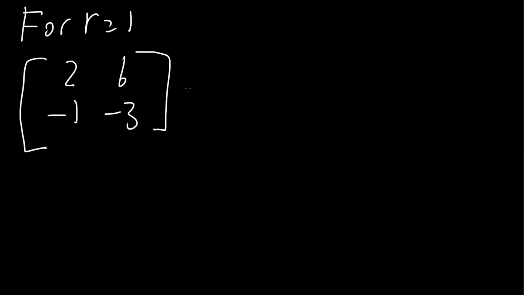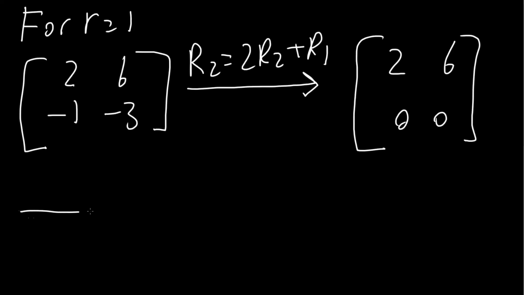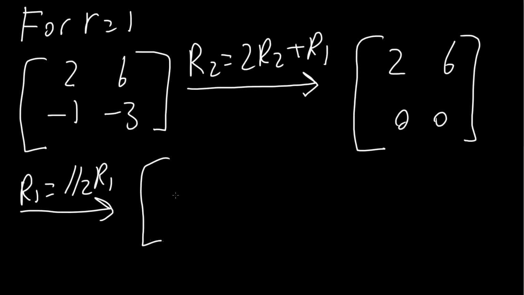And we will do row reduced echelon form. And so we want to clear this term out. We can do that if we say that R2 is equal to 2R2 plus R1. So negative 2 plus 2 is 0. Negative 6 plus 6 is also 0. And so we would get 2, -1, 0, 0. And we can further simplify this a little bit if we say that R1 is equal to 1/2 R1. And so we would get 1, 3, 0, 0 like this.